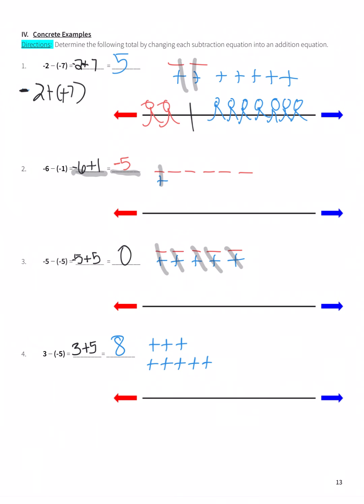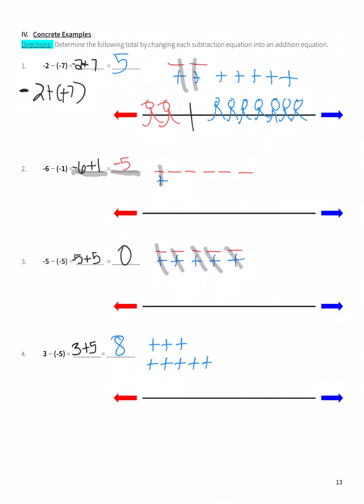All right, so here we go. We already did this one, but -6 minus -1. When we subtract, we add the opposite. So click, clack. We have -5 minus -5. When we subtract, we add the opposite. So -5 plus 5, +5, because that's the opposite of -5.